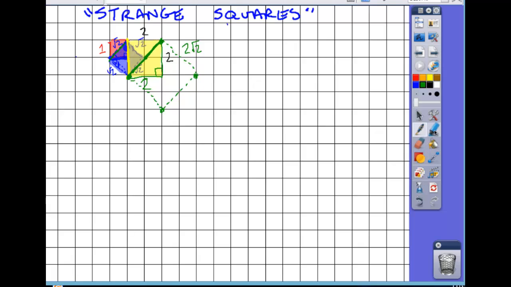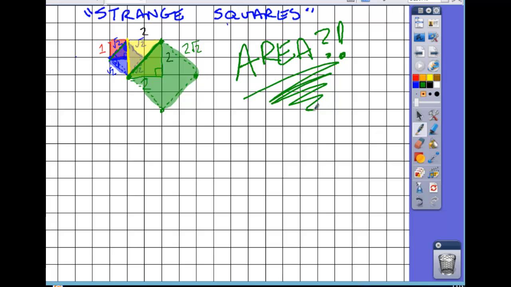Okay, now, big moment here. I'm going to fill in the square. Here I go. Boom. Okay, now what question am I going to ask you? This pen. Area! What's the area of this square?